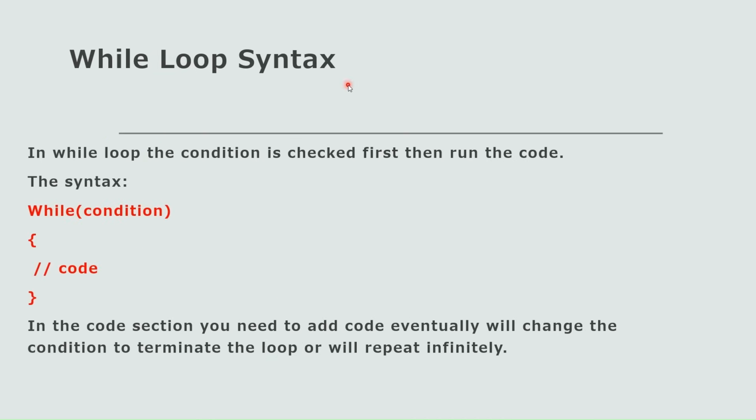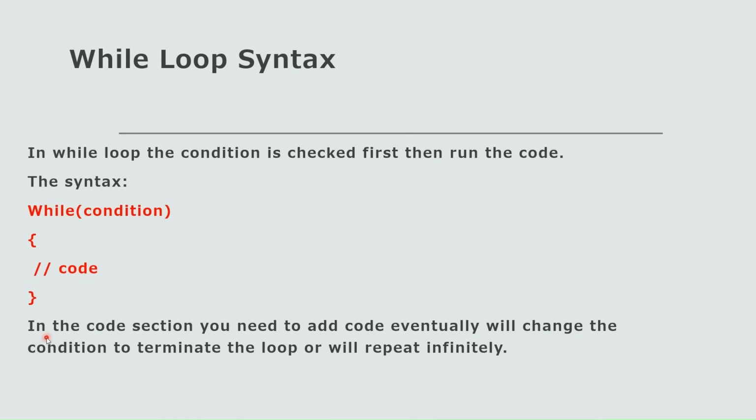While loop syntax. In a while loop, the condition is checked first, then the code runs. The syntax is while, brackets, condition, like a Boolean condition. If it evaluates to true, then the while loop will execute the code. And this while loop will be running until the condition changes to false.